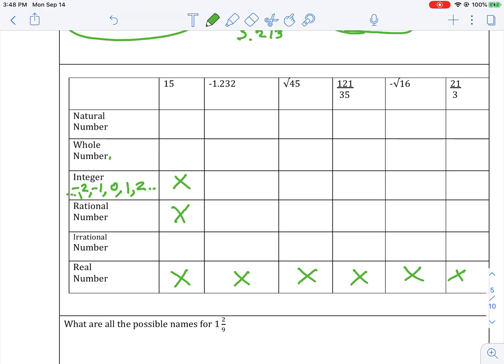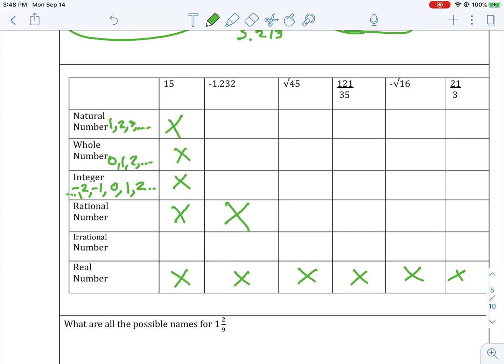Whole numbers, you start at 0 and you count up. So no negative numbers, no decimals. Natural numbers, if you naturally start counting, you start at 1 and you count up. Eventually you will count to 15. So natural number is the lowest subgroup for 15. Negative 1.232, that is a terminating decimal. And remember, all terminating decimals are rational.